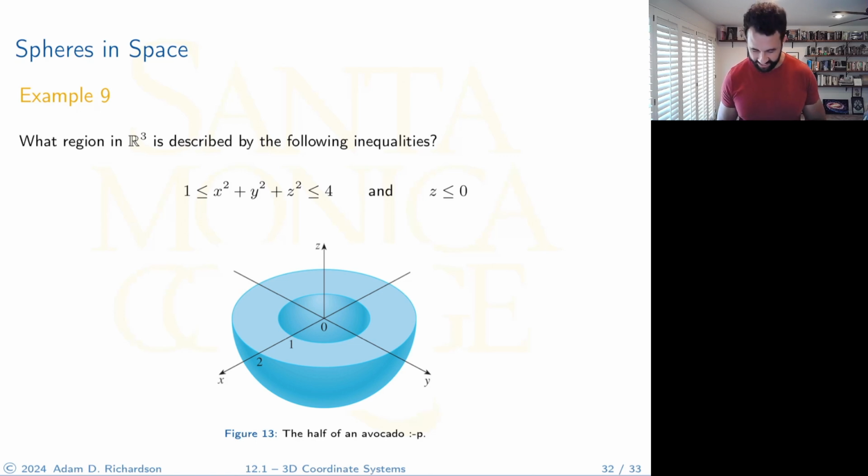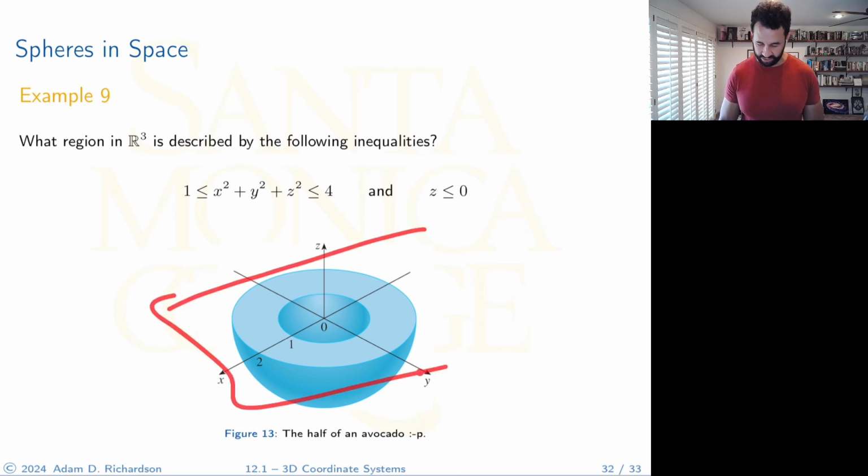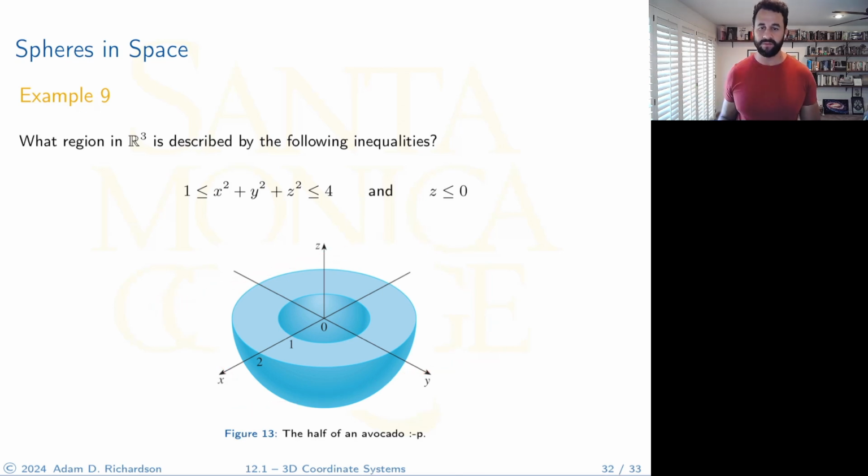It makes sense, right? So here's the outer radius, here's the inner radius. We're only concerned with stuff that's between those two radii, and then we're going to chop it right in half. All right.